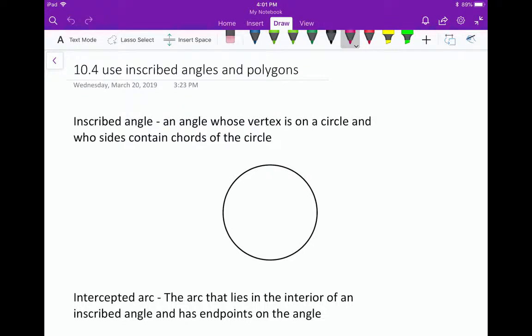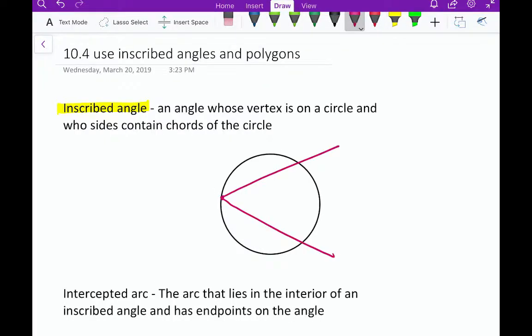This is the video for geometry, section 10.4, using inscribed angles and polygons in circles. An inscribed angle is an angle whose vertex is on a circle and whose sides contain chords of the circle. So let me show you what this looks like. Here is an example of an inscribed angle. I'm going to put a point out here and call that A. This will be B, and this will be C.